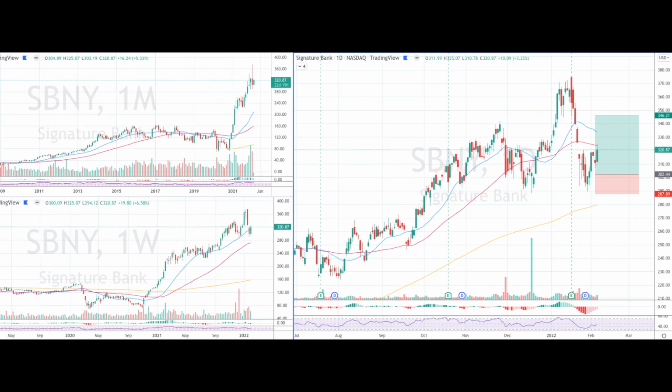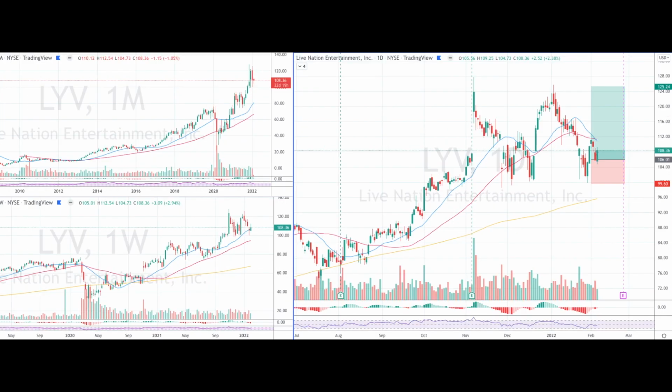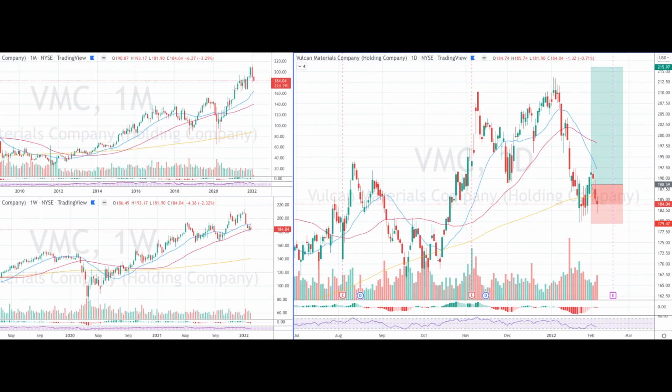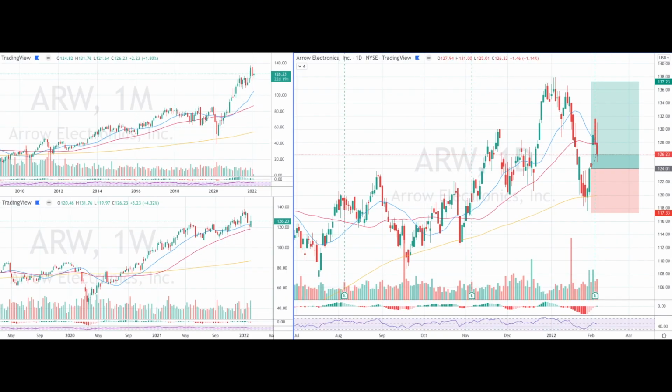I called a bunch of other longs last week. None of them really did anything of significance. SBNY was really the only one that got off to a decent start, basically hovering around the 2R area. Sadly, not in this one. LYV, decent start, again, not in this one. VMC, this one looks very similar to the one I got stopped out on. ARW was invalid because we were so close to earnings, so this one I would not have considered taking, so nothing of interest here.